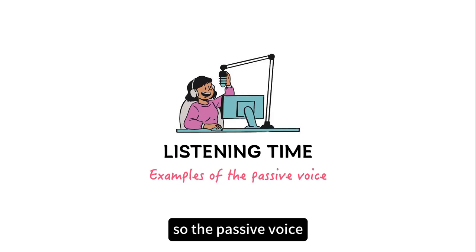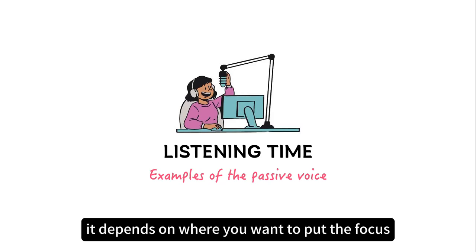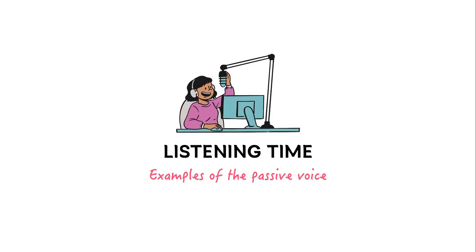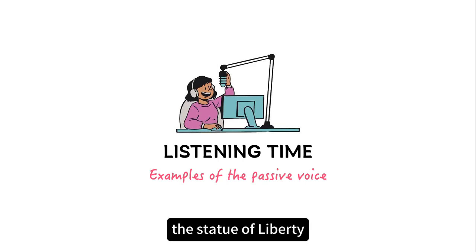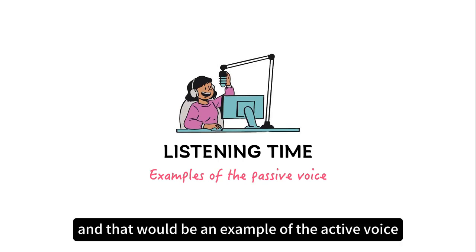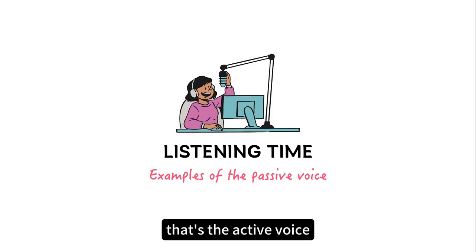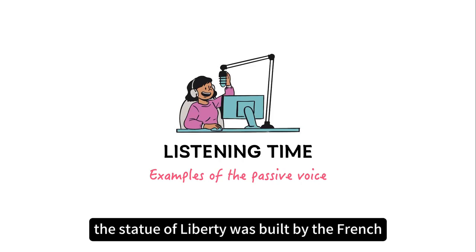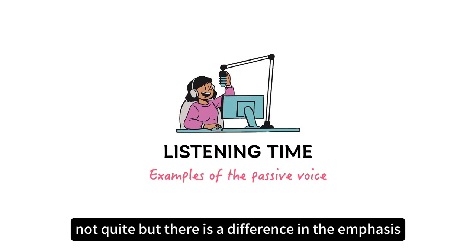So the passive voice is a different way of formulating a phrase. It depends on where you want to put the focus. We could say here, the French built the Statue of Liberty. And that would be an example of the active voice. So the French built the Statue of Liberty, that's the active voice. But in the passive voice, the Statue of Liberty was built by the French. Is there a difference in meaning? Not quite, but there is a difference in the emphasis.